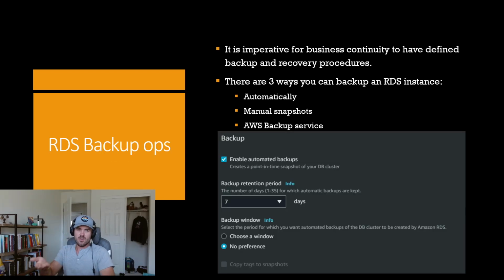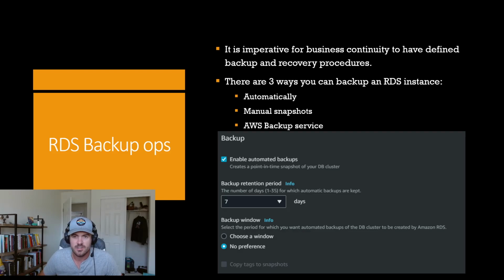Okay. All right, so RDS backup operations, it's very important for business continuity. That's an important term AWS likes to throw around. Basically, it just means the business that you are working for and part of continues to operate at expected levels. Okay. But it's also important to have defined backup and recovery procedures so that you're not just doing this stuff on the fly and you run into issues.